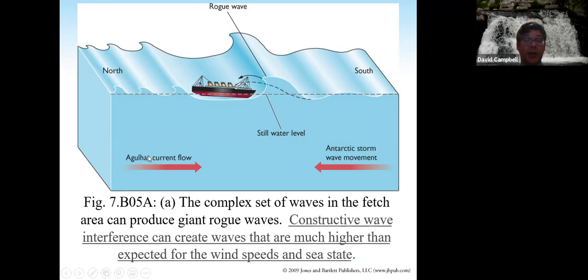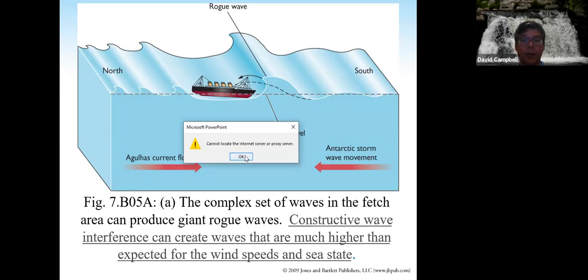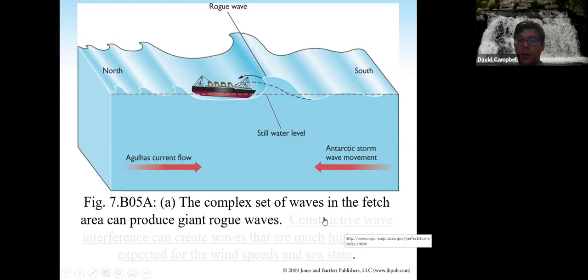A classic area for this is off the west coast of southern Africa, where we have the Agulhas current and waves coming up from Antarctic storms running into each other. We do have some pictures on the NOAA site of extra big waves like these interacting with ships.